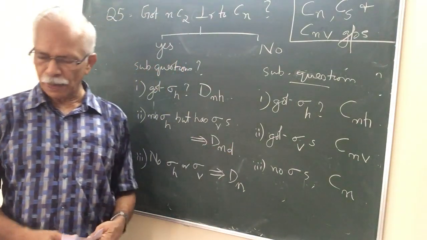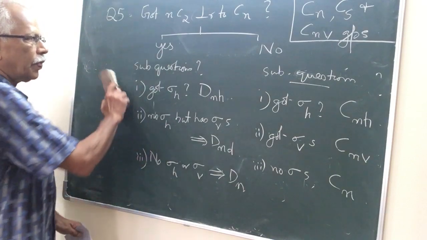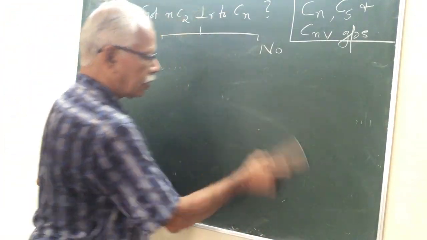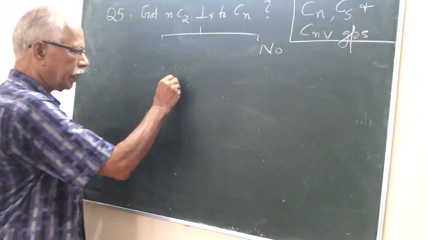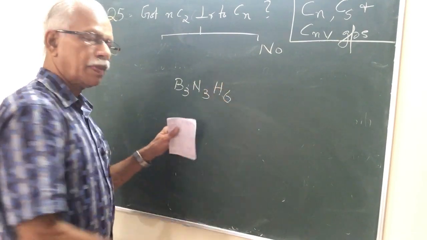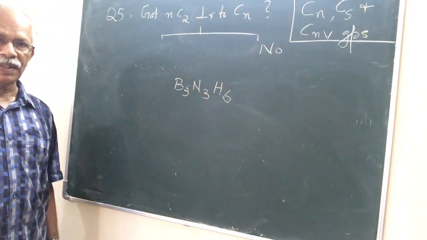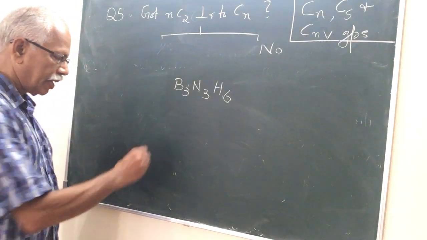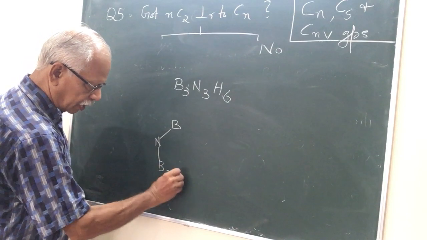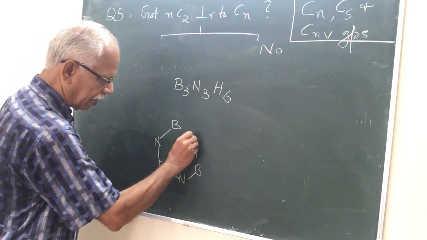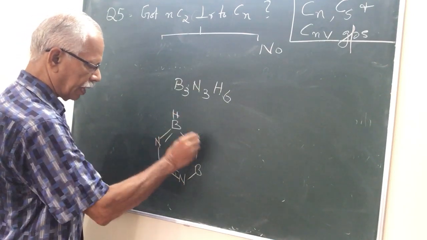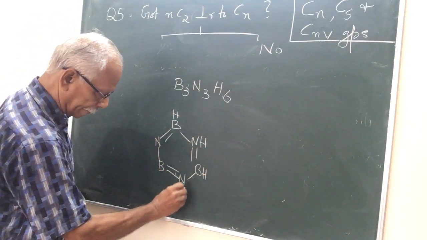Let us apply this general procedure to find the symmetry of a certain molecule like B3N3H6. It is a formula for borazole, for borazine, the so-called inorganic benzene. Alternate boron and nitrogen, double bond. Each contains a hydrogen attached to it.